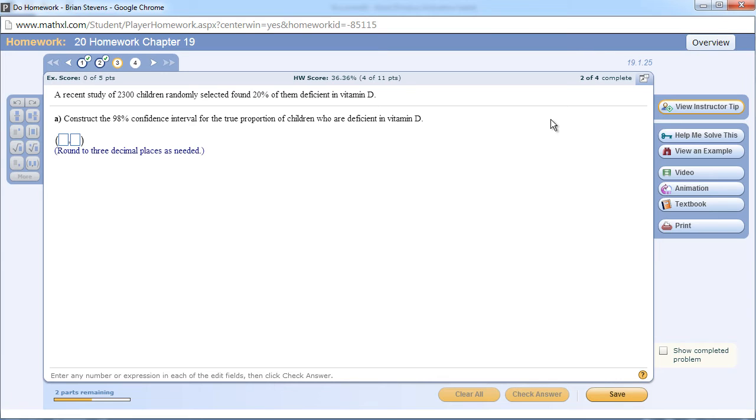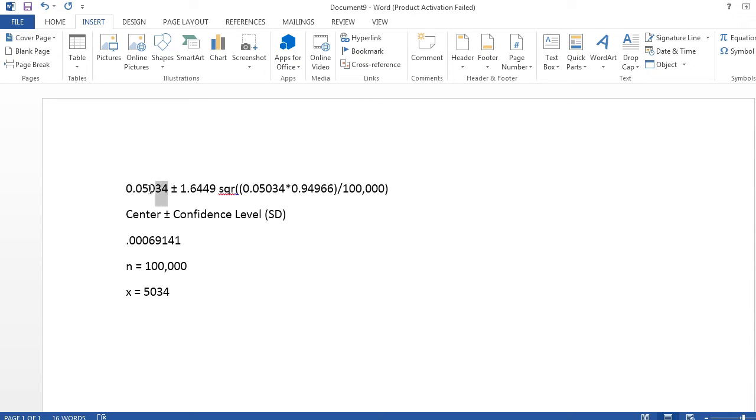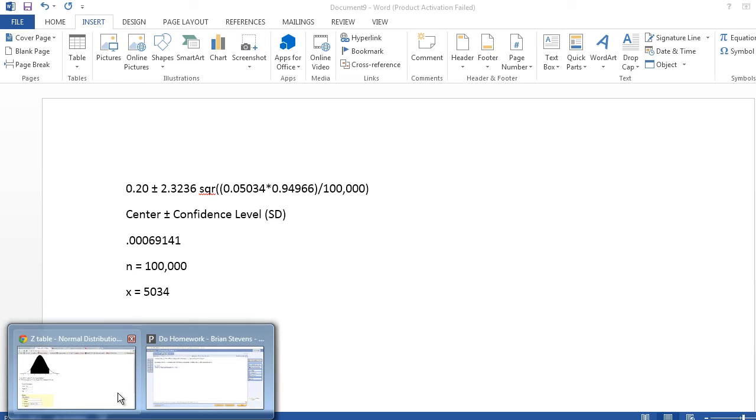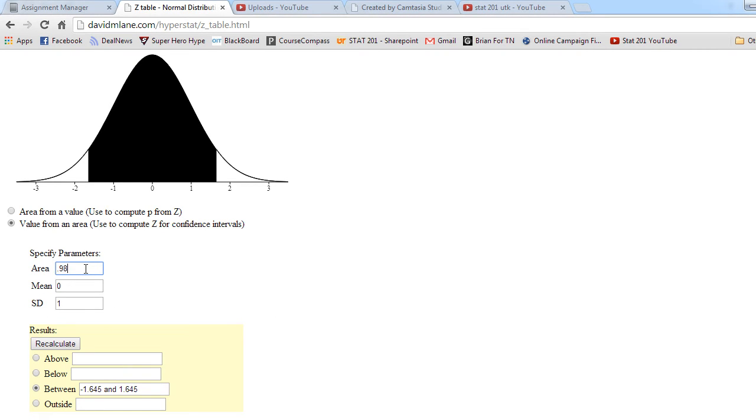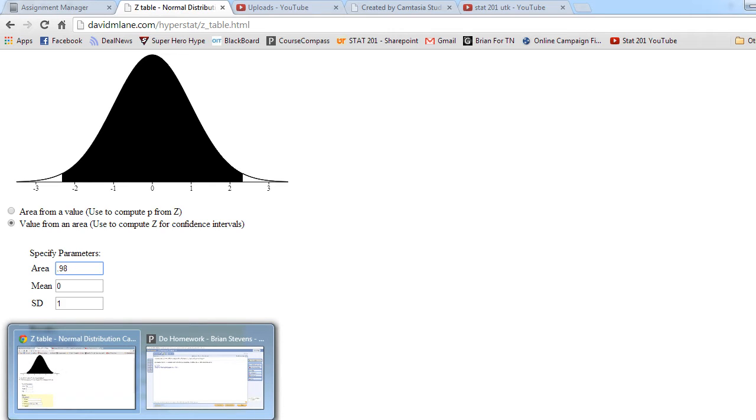Now, we can do this by hand. Let's go ahead and look at this by hand. Doing this by hand, we can substitute in 0.20. And next, we need to put in the critical value for the confidence level. I think this one's 2.3236. Let's put in a 98% confidence interval and see what we get. I think it's 2.32, no, it's 2.3237.